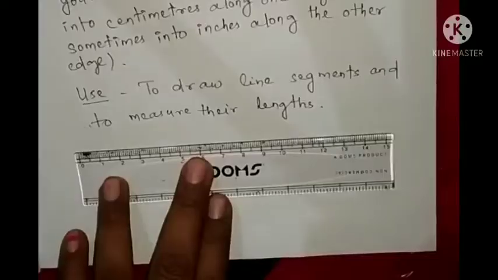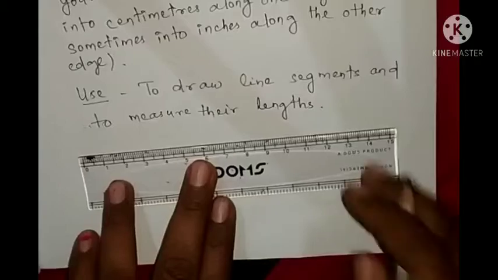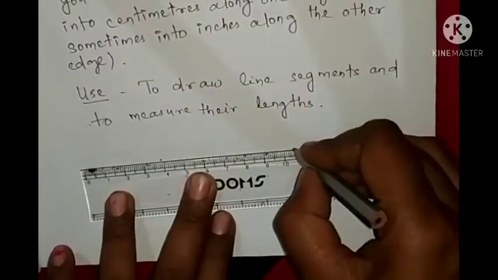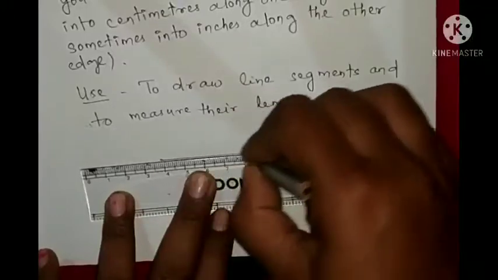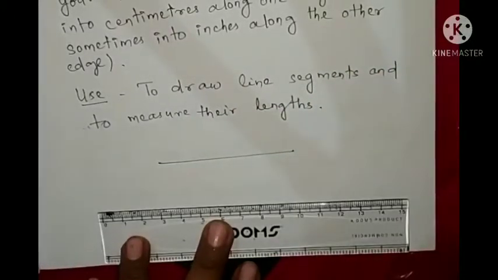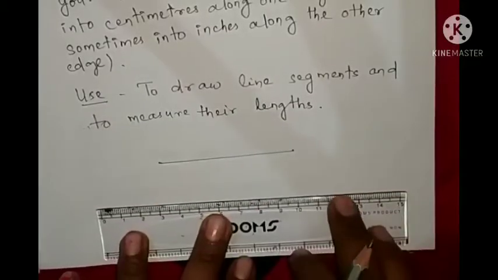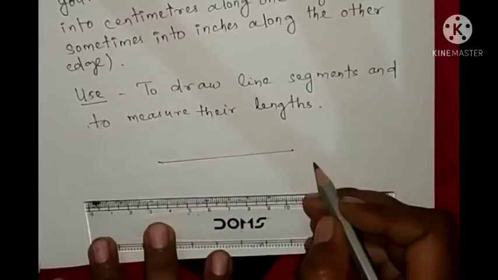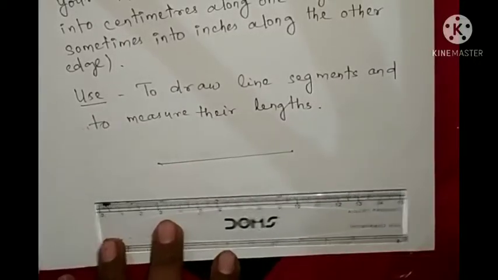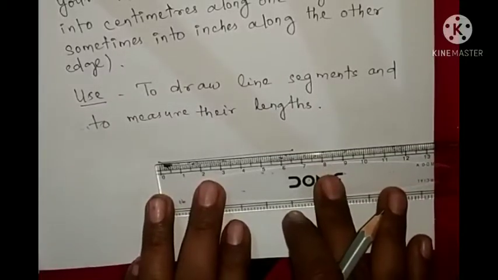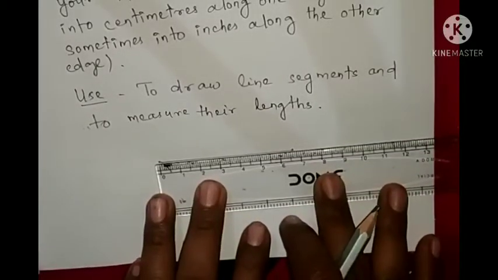So let's do it. If I take 2 points, then I'll join them. Look, I have made a line segment with the help of the ruler. And how much this is, I don't know, because I have not measured. But I can measure. I put 0 here.